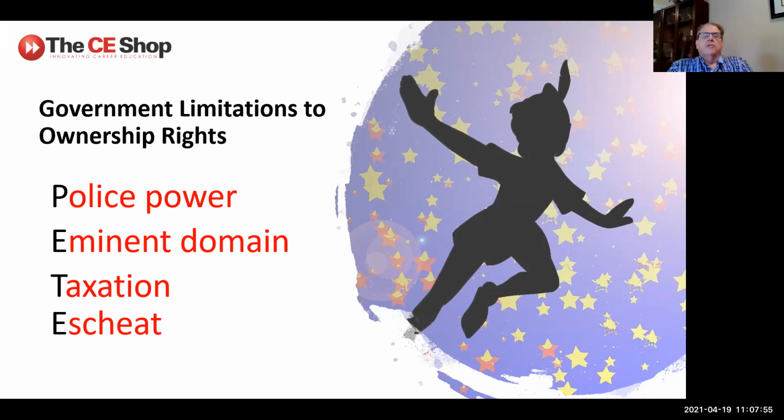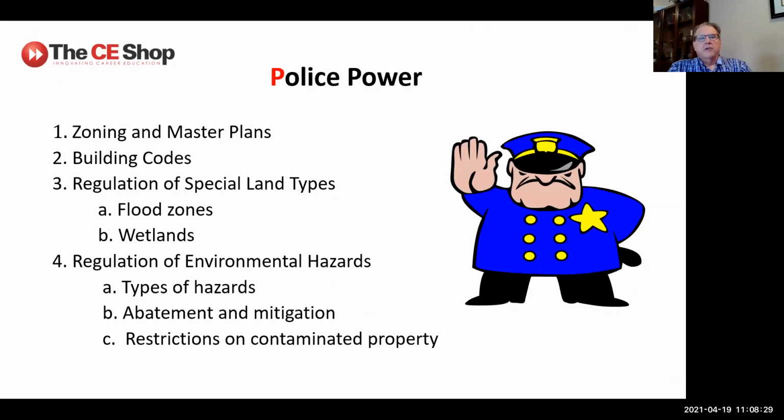Eminent domain is the power of the government to take your land for the greater good of the public in exchange for fair compensation. Taxation, everyone's favorite topic, is the power of the government to tax your ownership for the greater good again. And escheat, that is the power of the government to take your property if you die without a will and they can't find any heirs. But as I said, today we're talking about police power.